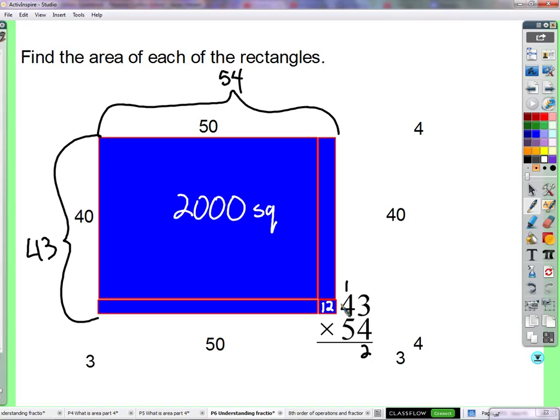What we do in this method here is we cover up the 0. We say 4 times 4. 4 times 4 is what? 16. 16 what? 16 tens. Because we have 1s and 10s here. What's a 1 times a 10? 10. So we count up all the tens. 4 times 4 is the number of tens that we get.